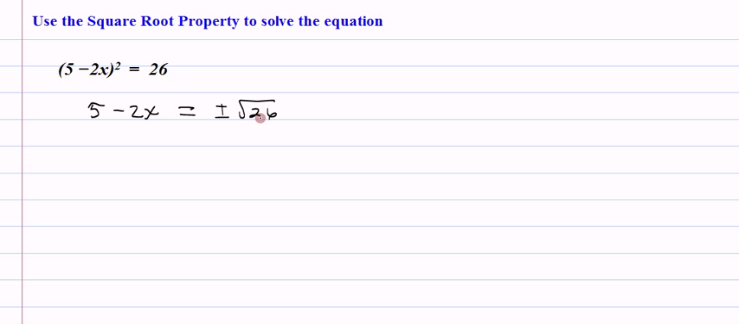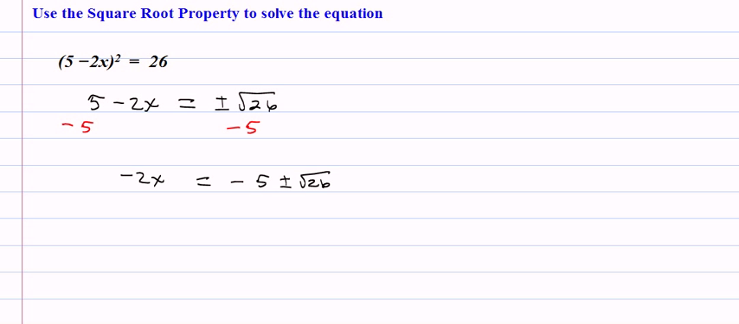There are no perfect squares hiding inside of 26, right? 26 is 13 times 2, so 13 is not a perfect square, and certainly neither is 2. So we can't do any more with that radical. But we can isolate x, and we do that by subtracting 5 from both sides first off. So we get negative 2x is equal to negative 5 plus or minus the square root of 26.